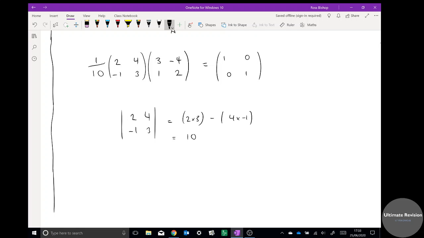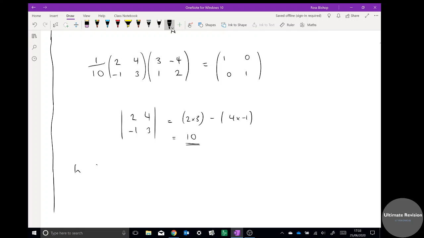You'll see later on in future chapters that the determinant tells you the scale factor of enlargements, which is again another really useful property of it. But in this case, we need to divide by that to bring it back down to an order of 1 and get us to the identity matrix.